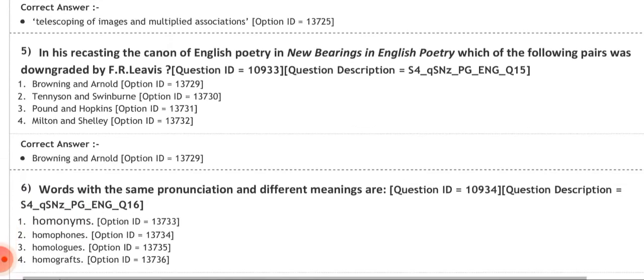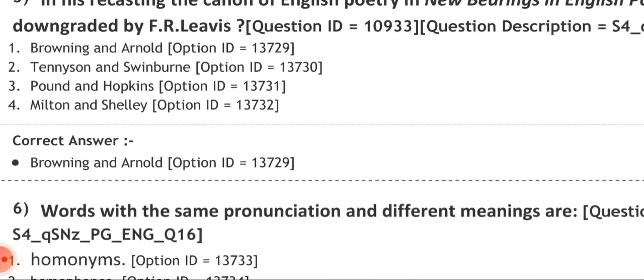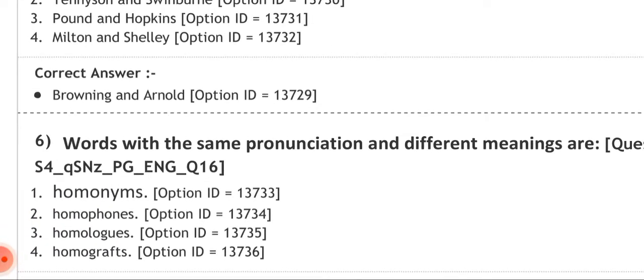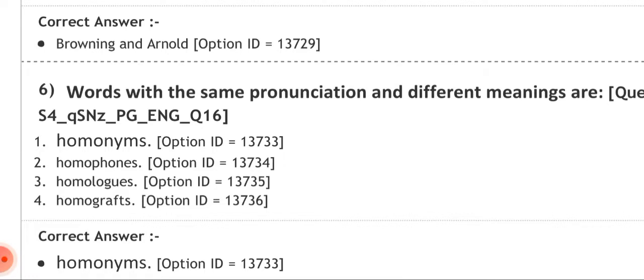The second question is, words with the same pronunciation and different meanings are known as what? Number one is homonyms, number two is homophones, number three is homologs, number four is homographs. If you don't know one of these, then you are not doing what you should do. So I request you to go through all of this, and in that way you will also be enlightened, and it will help you in the future. The correct answer is homonyms. Homonyms means words which have the same pronunciation but different meanings, like accept and except.